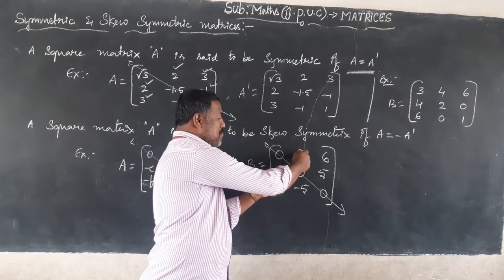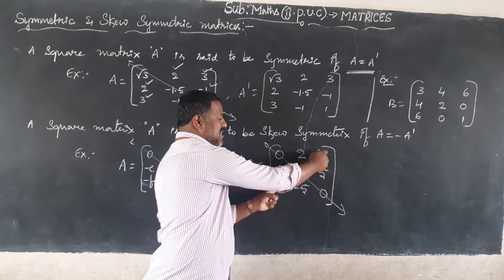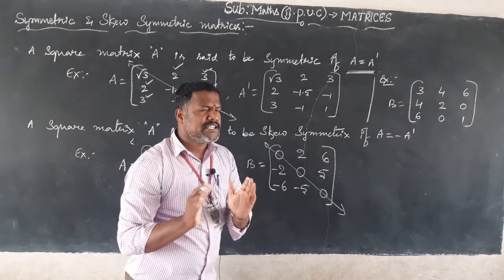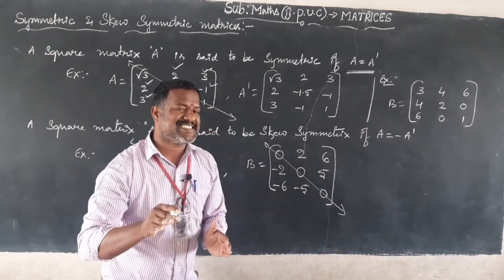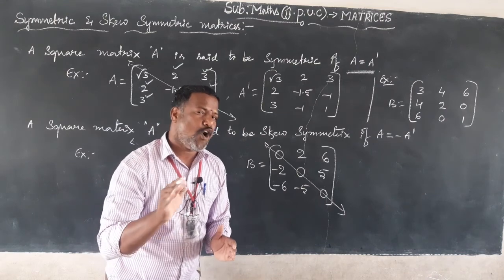2 and -2 overlap, 6 and -6 overlap, same element with opposite sign.